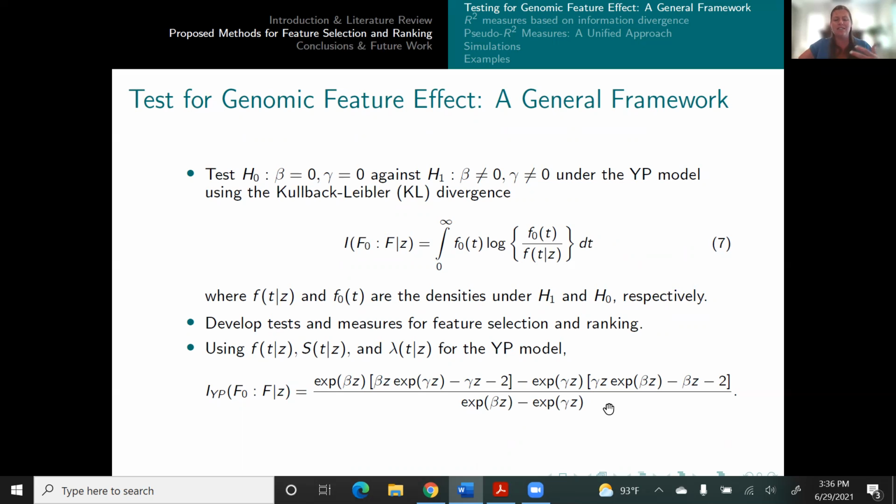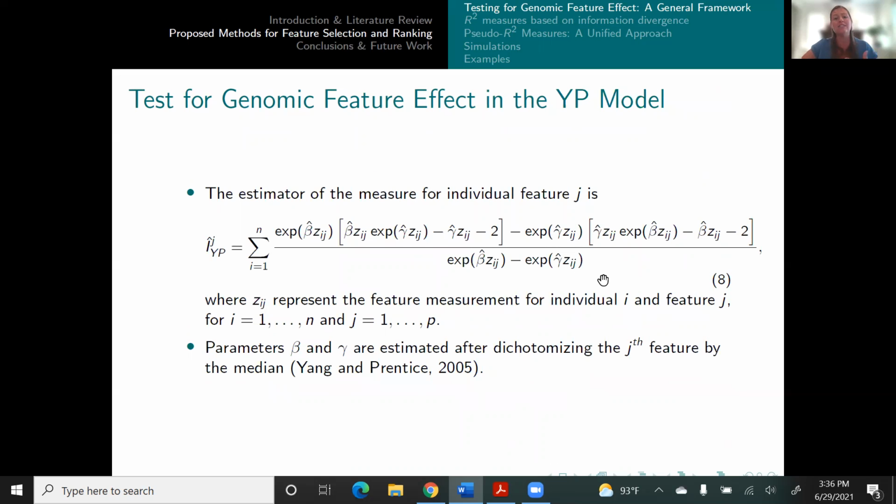So using the density, survival, and hazard functions for the YP model, we're able to come up with the form for IYP, and you can see that form here. Now, on the next slide, I show how this is actually computed. So the estimator of the measure for individual feature J is computed as follows. You can see Zij represents the feature measurement for individual I and feature J. And parameters beta and gamma are estimated after dichotomizing the Jth feature by the median. And we'll talk a little bit about this later, but essentially this I measure can be used for ranking.